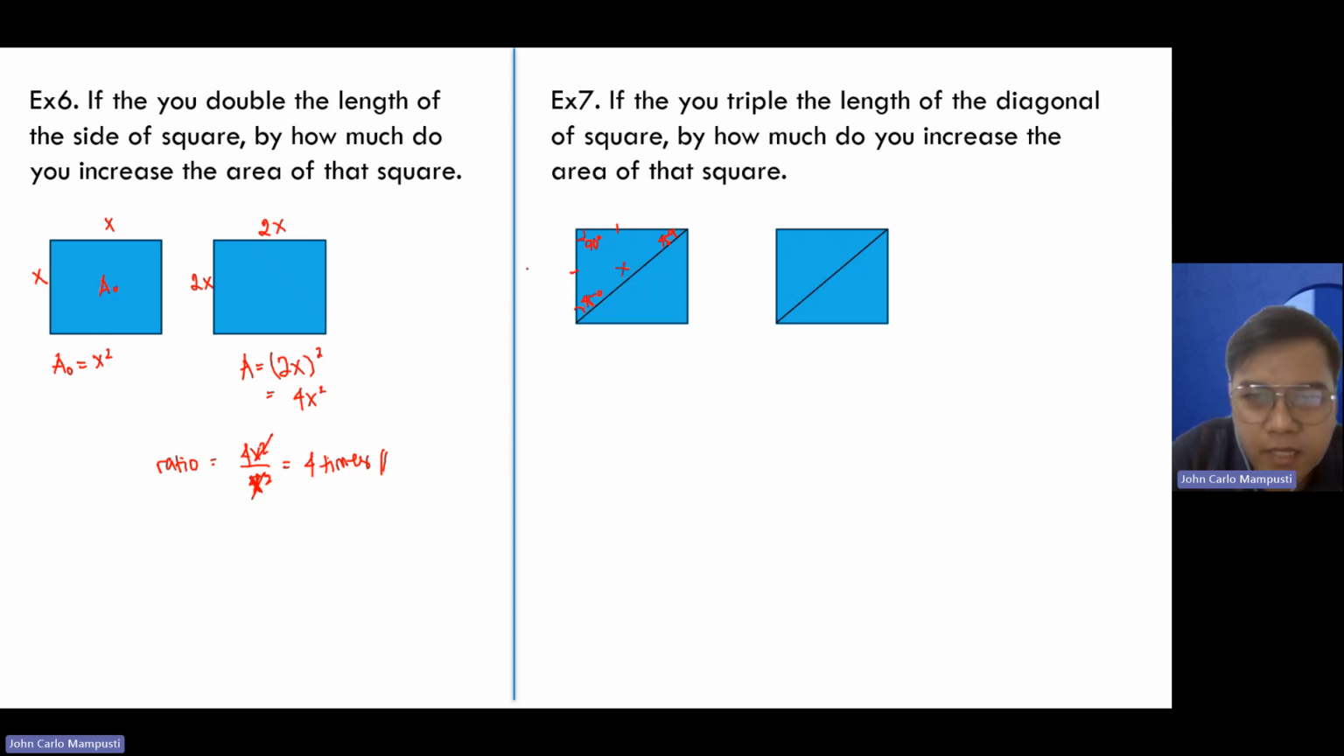Okay? So let's find this side. Let's say the side of this is A. So how do we find its side? You can apply trigonometry, or you can also apply the Pythagorean theorem. So for our hypotenuse, x squared equals a squared plus a squared, since these sides are equal. Okay.